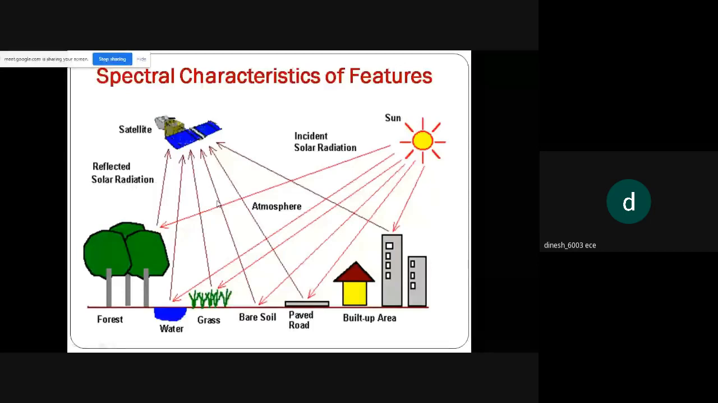The information on which angle, which amount of power or which ratio is detected by the satellite is given by the reflected solar radiation. Depending upon the values, the satellite will get data such that there is a building here, a hut here, a road, a forest, a tree, water, grass, humans, and this much amount of radiation is present. Depending upon that, the satellite will get the data acquisition on the earth surface.